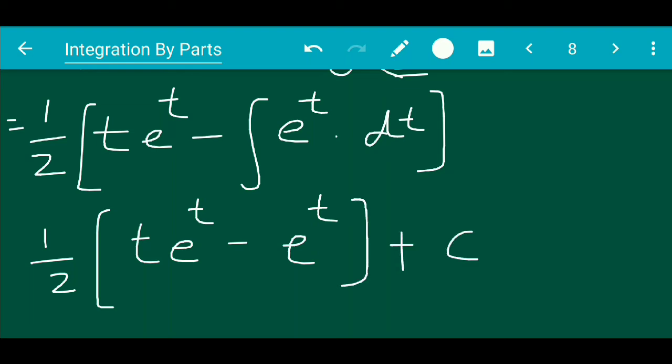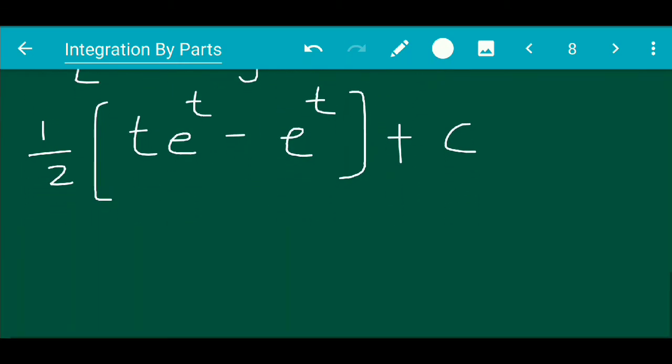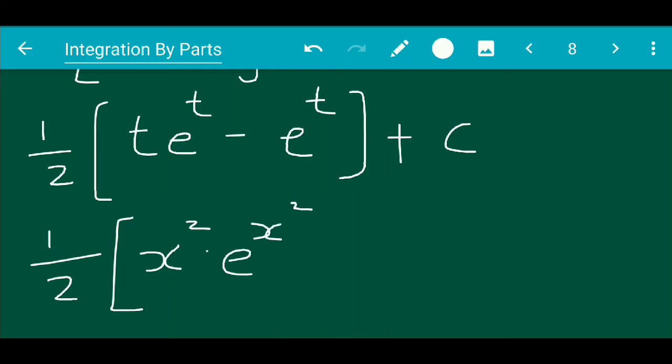Now is the sum over with this? No, it is not over, because we have to resubstitute. We have taken t as x square. Okay. So we get 1 upon 2, we write 1 upon 2 into resubstituting x square into e raised to x square minus e raised to x square and plus c.